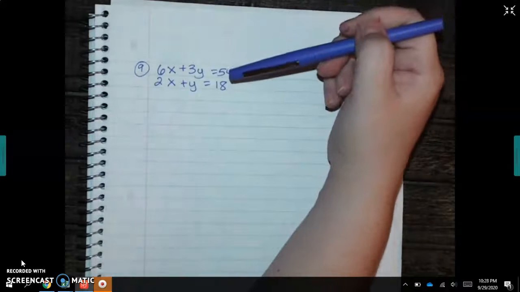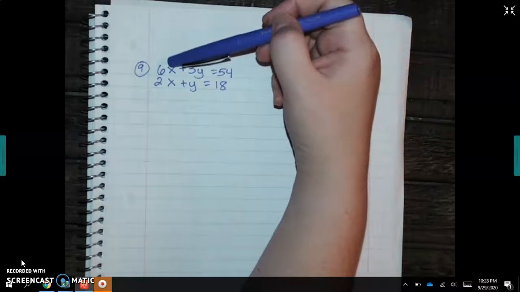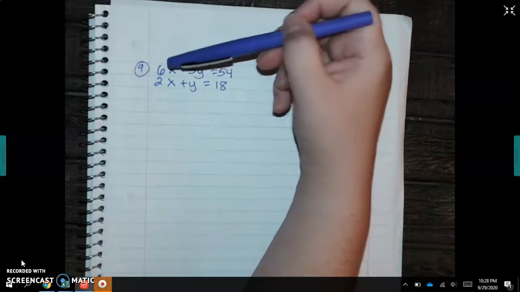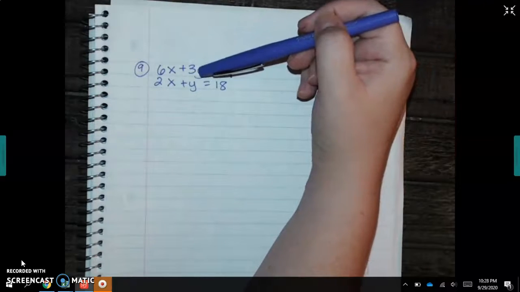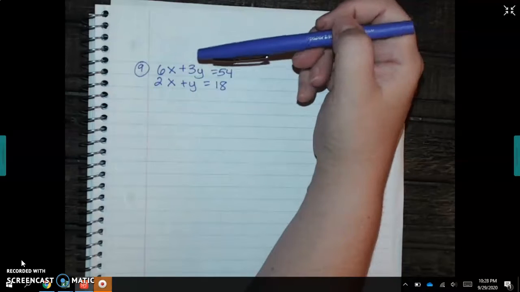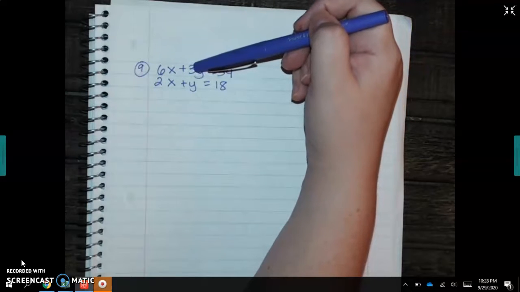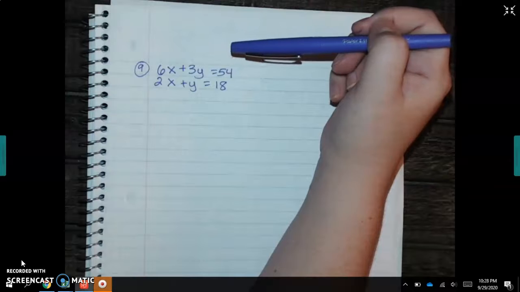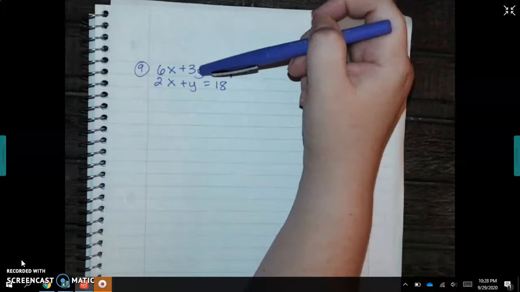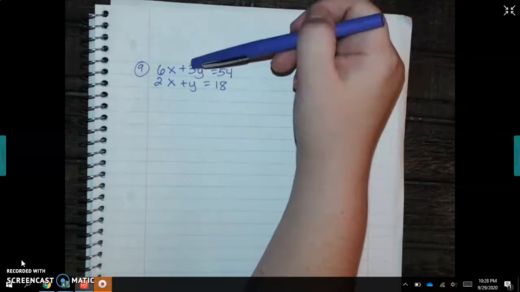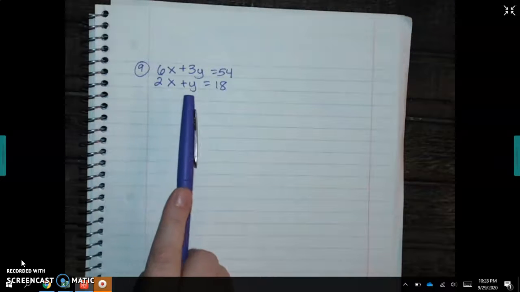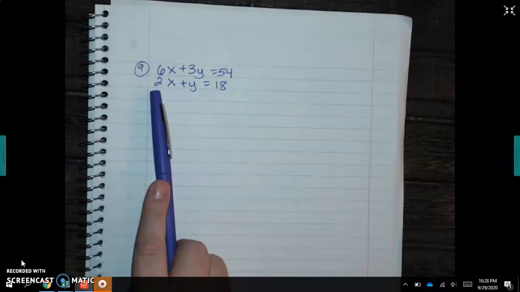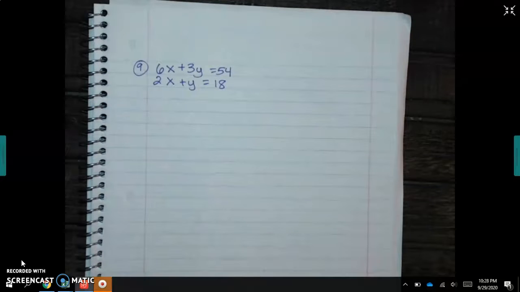However, you could, if you wanted to, solve this first equation for x by moving the 3y and dividing everything by 6. To get the x by itself, you could subtract the 3y from both sides and divide everything by 6. If you wanted to get y by itself, you would have to subtract 6x and divide everything by 3. If you wanted to get this x by itself, you would have to subtract the y and divide everything by 2. Like I said, I'm always going to suggest to you the easiest and shortest process.